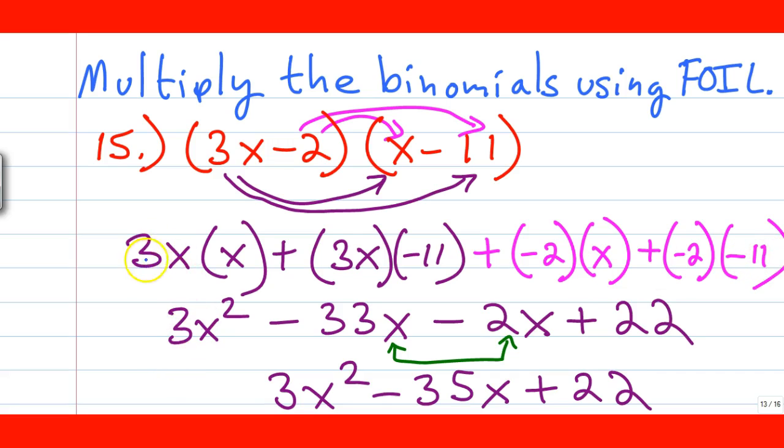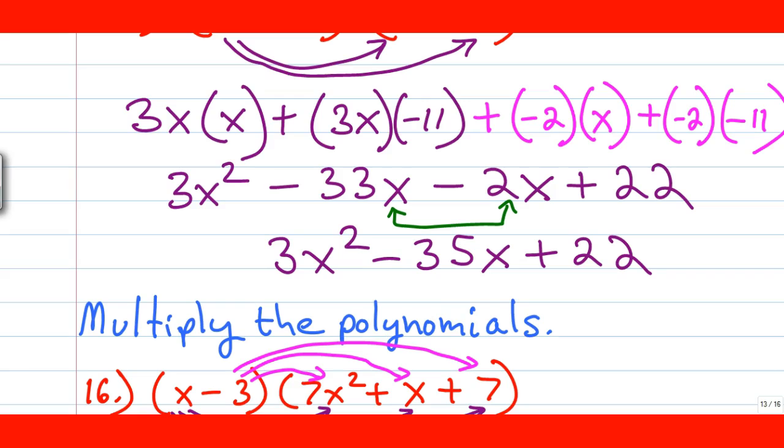So when I clean that up, a 3x times x makes a 3x squared. Then I have a 3x times a negative 11, that makes a negative 33x, or minus 33x. Then I come over here and I have a negative 2 times a positive x, so that makes a negative 2x, or minus 2x. And then lastly, I have a negative 2 times a negative 11, which makes a positive 22, so plus 22. My next step is to combine like terms.